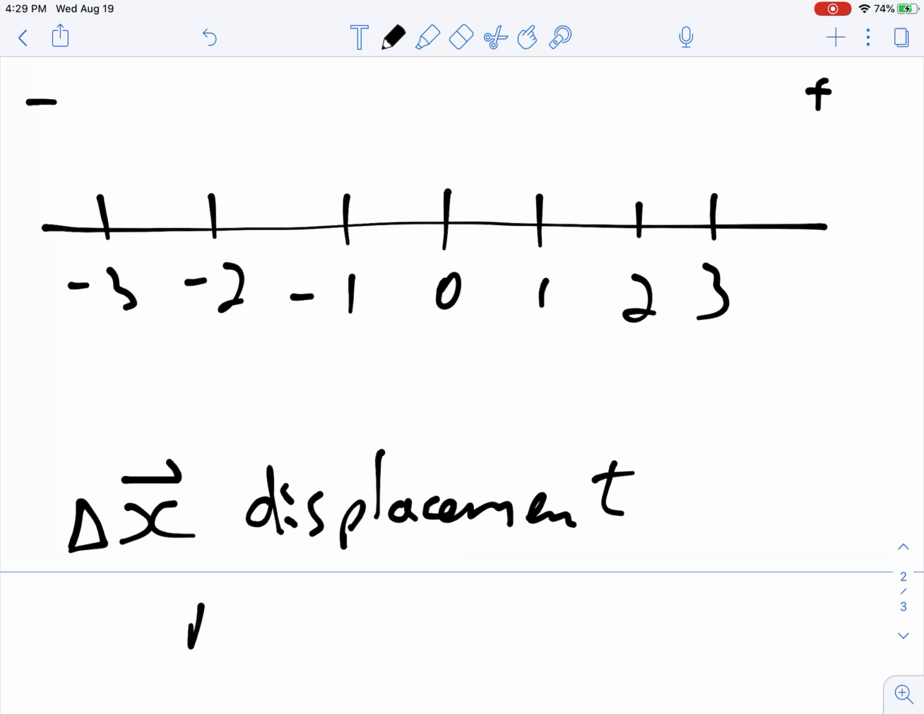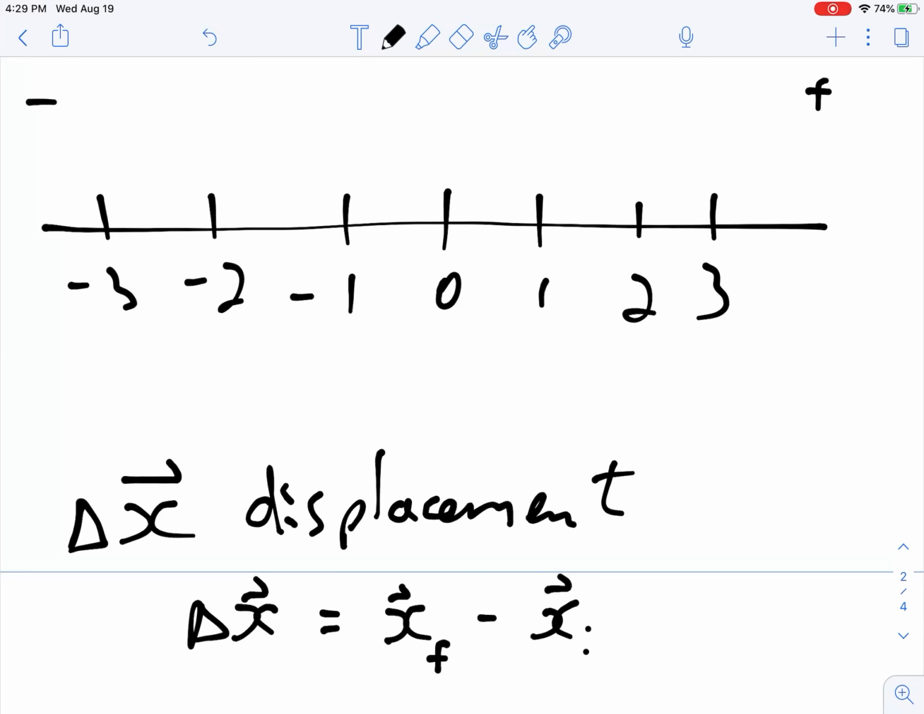First of all, change in position, like change in anything else, displacement, is going to be the difference between a final position and an initial position. So delta x is going to be the difference between your final position and your initial position. So what does that look like?